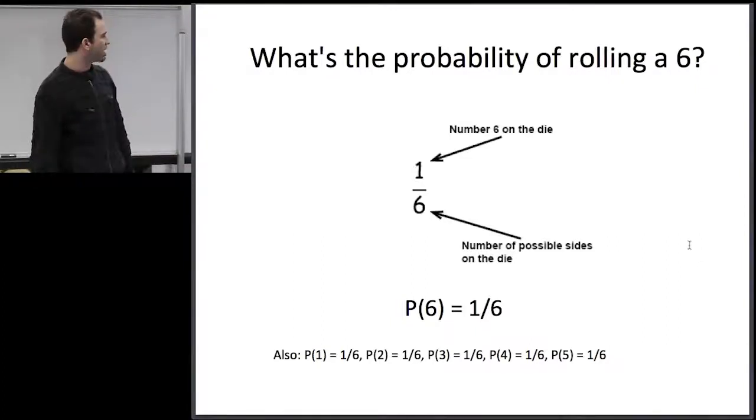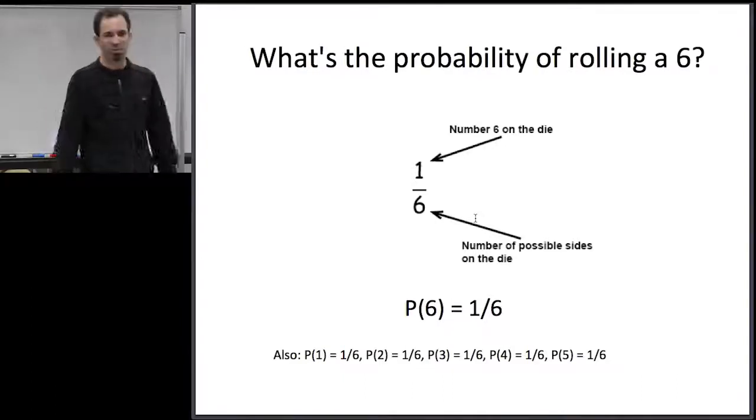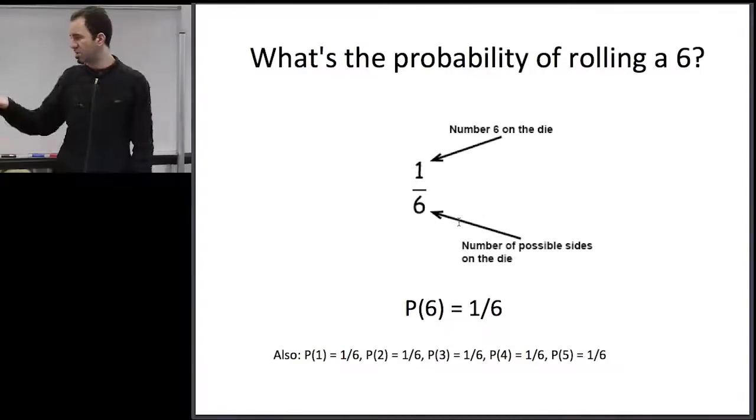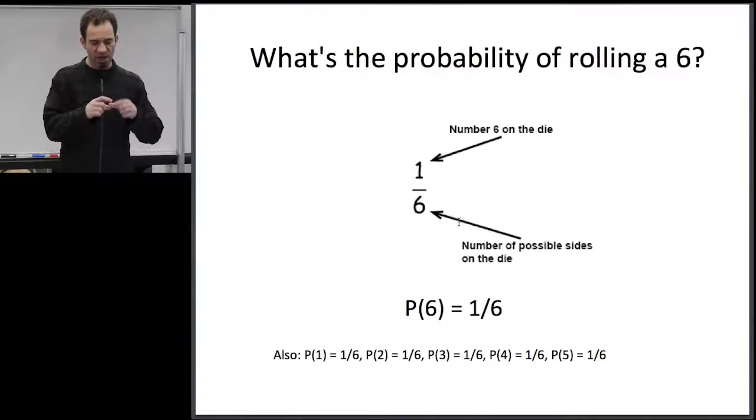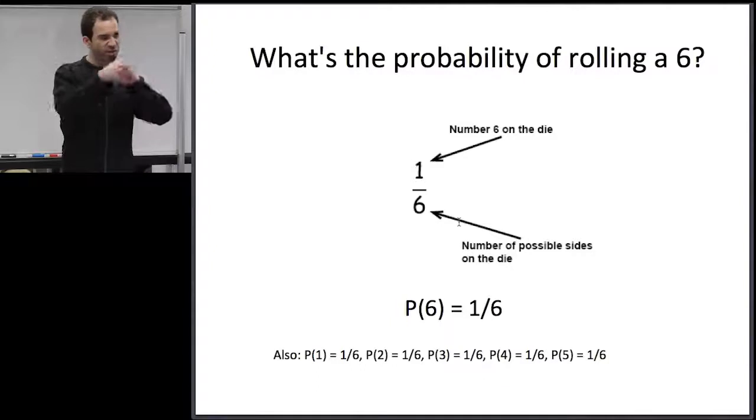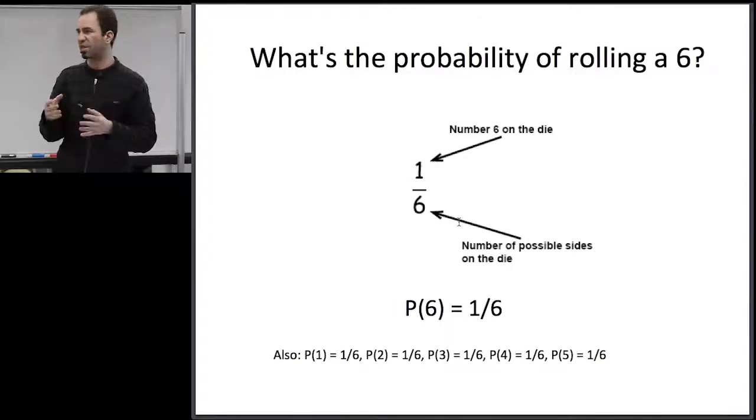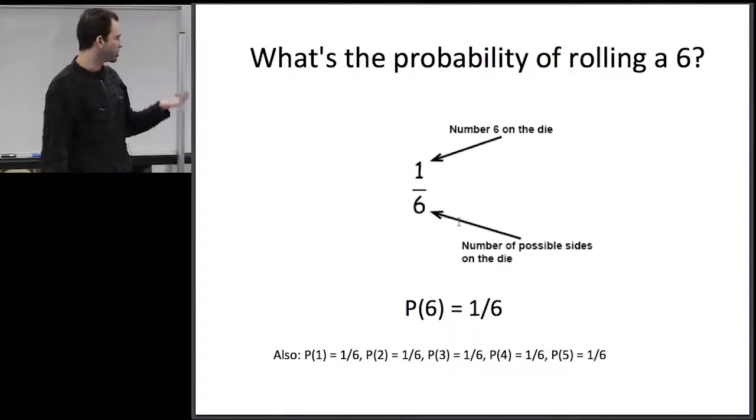Right, and this is sort of the idea. We have the number of times I see something divided by the number of times I try it. That's the basic interpretation of probability. And there's also this symmetry argument. The die is the same on every side, so I could just swap the labels on the sides and I'd get exactly the same results, which means they must all have the same probability, which is what I've written down here. And so this is the notation.